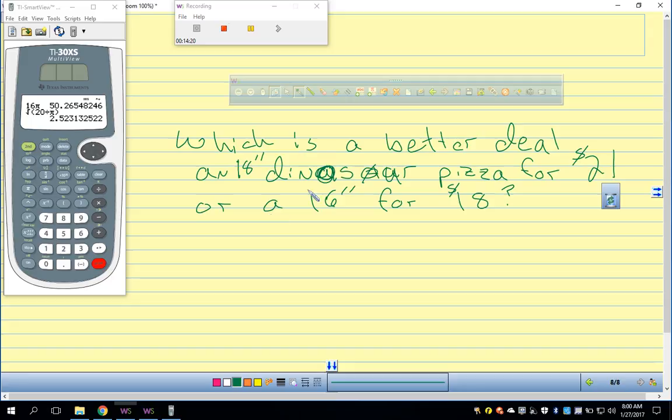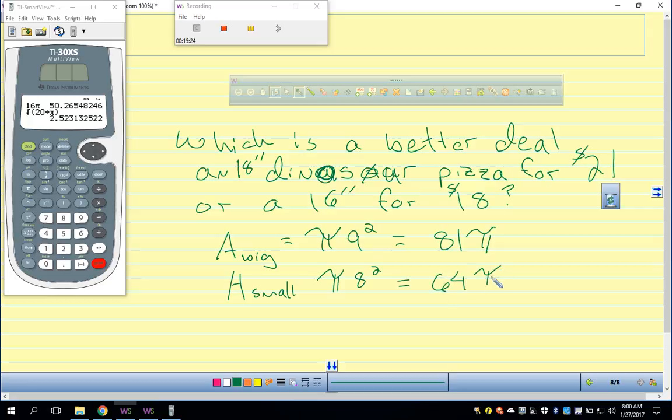The dinosaur. Let's see. So what's the radius of the dinosaur pizza? If it says 18 inches, that means 18 inches in diameter. Usually they go by diameter. So that's going to be pi times 9 squared, which is equal to 81 pi square inches. The area of the small is going to be pi times 8 squared, which is equal to 64 pi square inches.